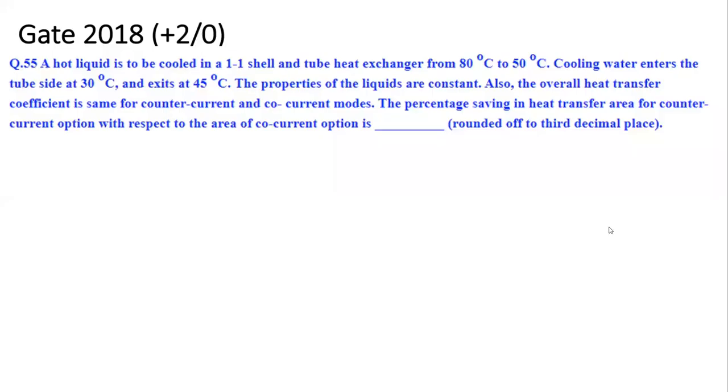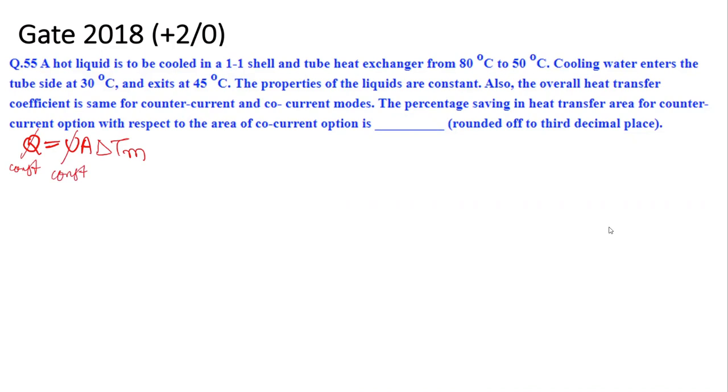So the problem was, so let's discuss the solution. We have Q is equal to U A delta Tm. It has been mentioned that Q is constant and U is constant.